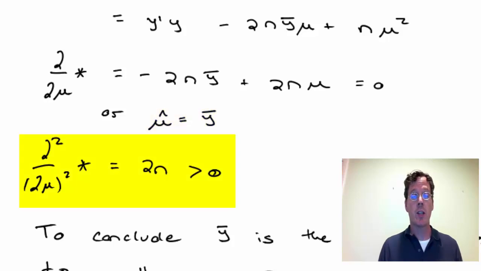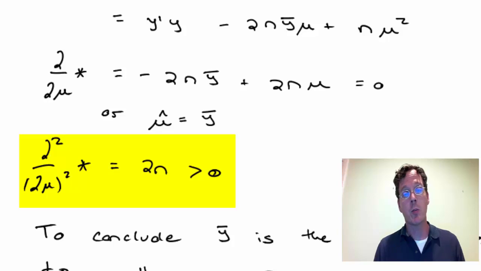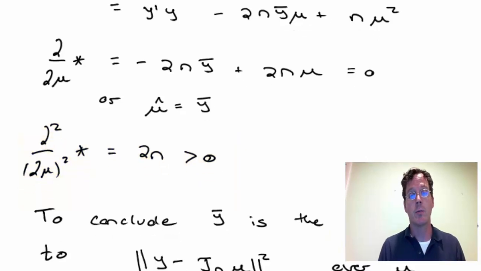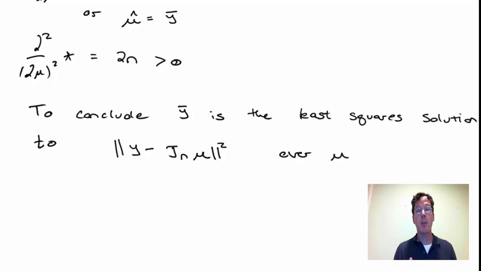We can check a second derivative condition easily by just taking the second derivative, for which we get 2n, which is strictly greater than 0 over all possible values of mu. So we know that mu hat achieves a minimum for this particular criteria. So that's probably the easiest version of least squares, where all we want to do is find the best constant value that represents our data.